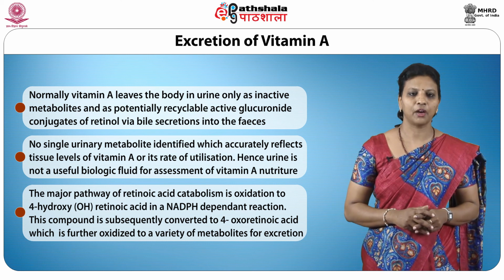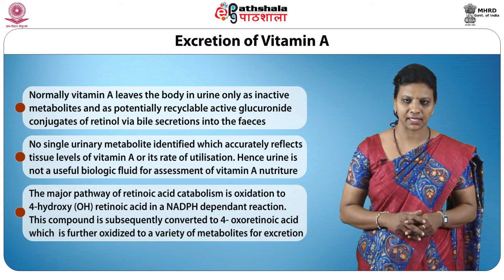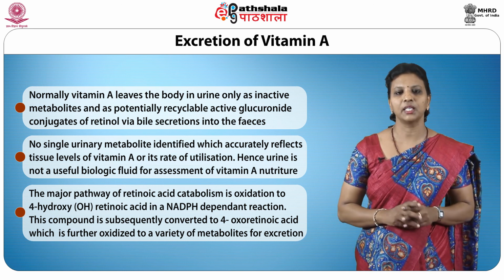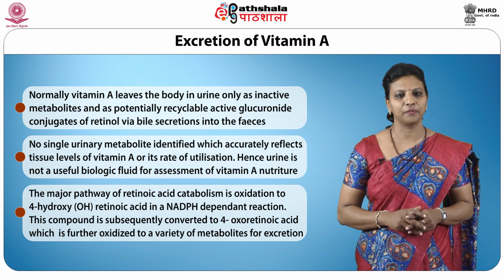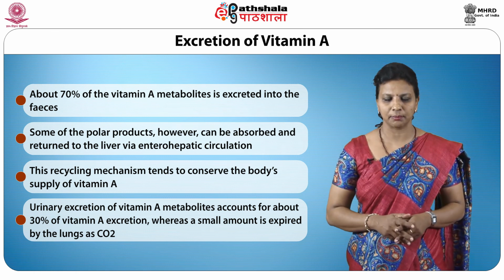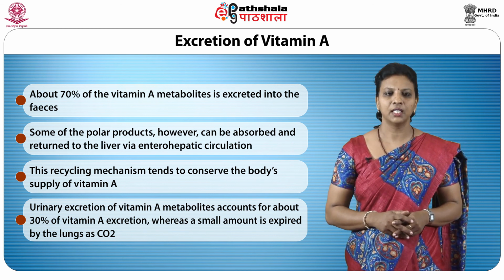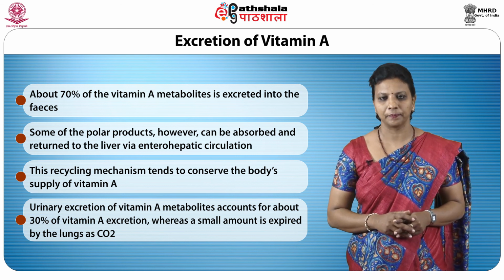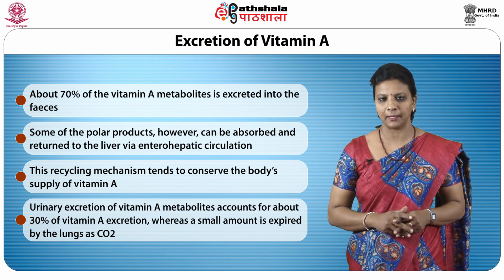The major pathway of retinoic acid catabolism is oxidation to 4-hydroxyretinoic acid in a NADPH dependent reaction. This compound is subsequently converted to 4-oxoretinoic acid, which is further oxidized to a variety of metabolites for excretion. About 70% of the vitamin A metabolites is excreted into the feces. Some of the polar products, however, can be absorbed and returned to the liver via enterohepatic circulation. This recycling mechanism tends to conserve the body's supply of vitamin A.